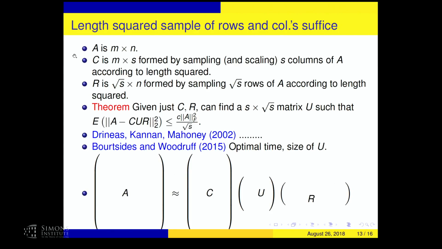Now here's the picture. So I have the matrix. The assertion of the theorem is, I give you a sample of columns, that is my C. I give you a sample of rows, that's my R. And I put the right size matrix to put in between, which is found just from C and R. And the assertion is A is approximately C times U times R. The dimensions are correct and I can multiply.